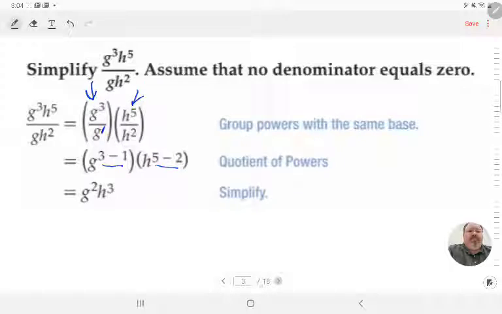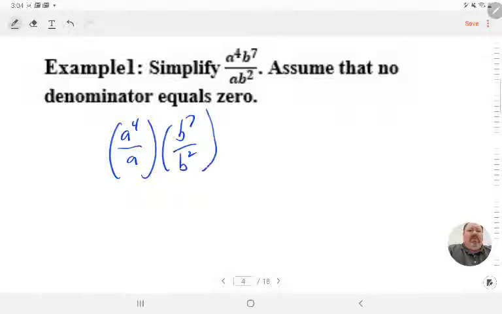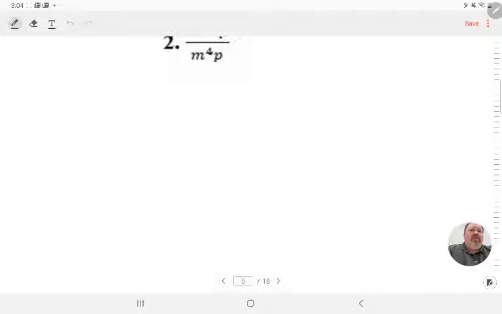Okay? All right, so let's take a look at this. We could separate these as a to the fourth over a, times b to the seventh over b squared. And that would give me a to the 4 minus 1, times b to the 7 minus 2, or a to the third, b to the fifth power. Okay? All right, you try this one and then come back and see how you did.